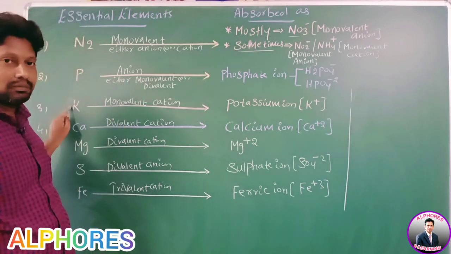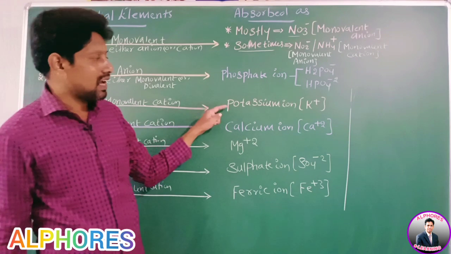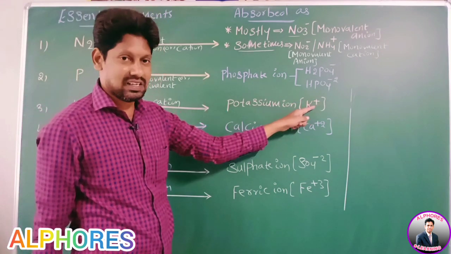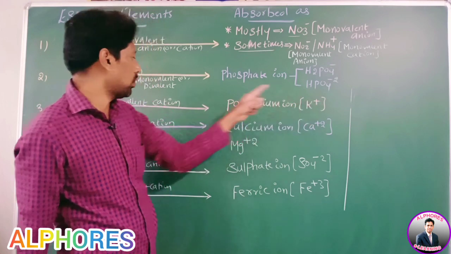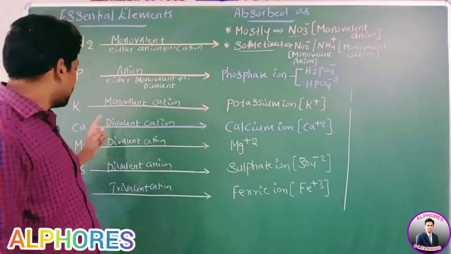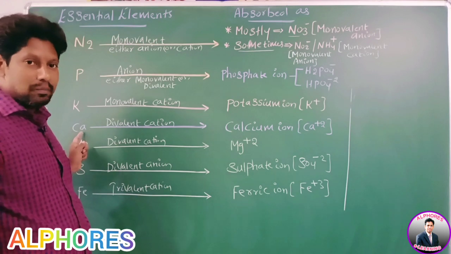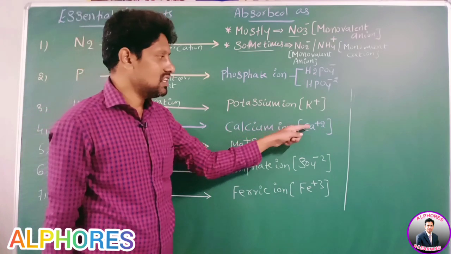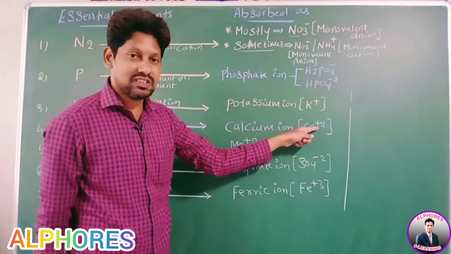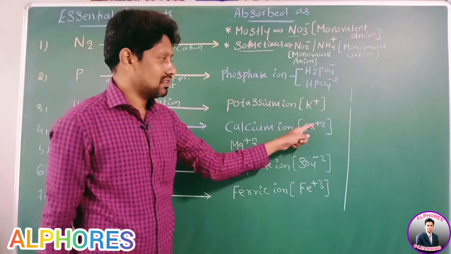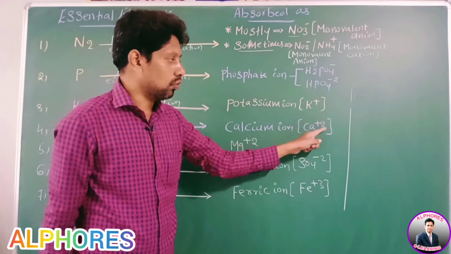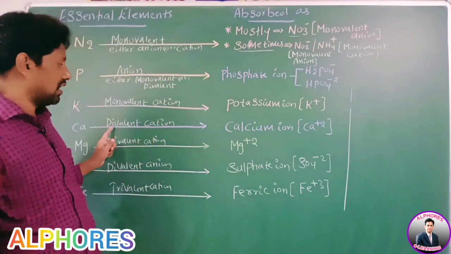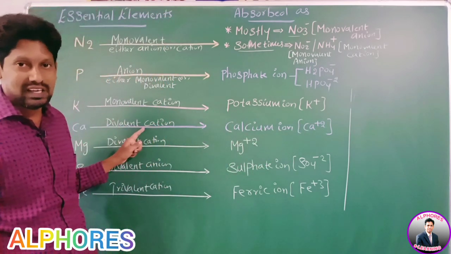What's our potassium? The plant absorbs potassium as a potassium ion, that is K plus. Anion, cation? Monovalent cation. Okay, now go for the next one. What's our calcium? The plant is absorbing calcium in the form of calcium ion, that is Ca plus 2, a divalent cation, right? Therefore, the plant is absorbing calcium in the form of a divalent cation.